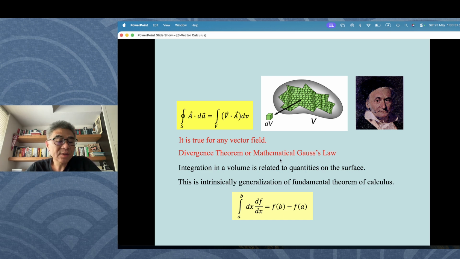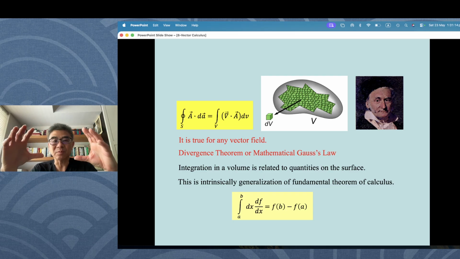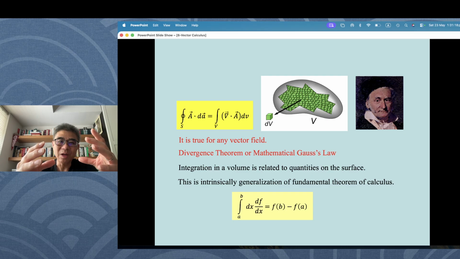Anyway, it is so important because this integration is surprising. The integration on the right-hand side is an integration inside a volume, but it is related to the quantity on the surface. The surface is outside the volume, so it's not connected. It is connected to the volume, but it is not inside. Outside and inside are not separable.